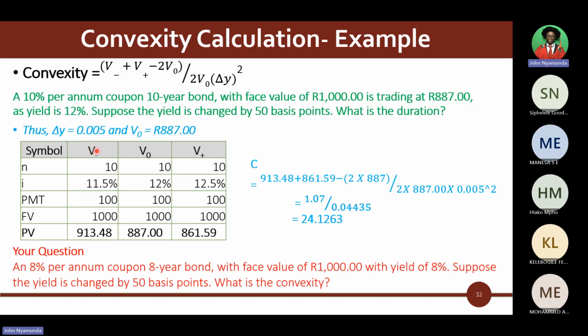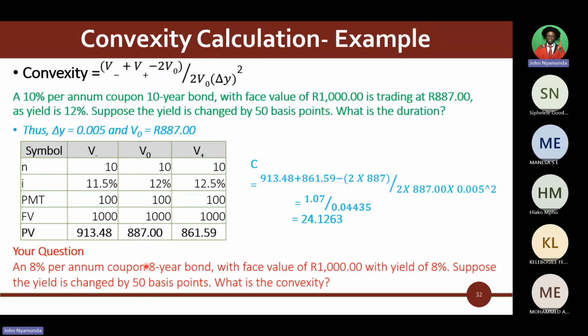If the yield is reduced by 0.5%, 50 basis points, it moves from 12% to 11.5%. N, PMT and FV are still the same. If we put all this in a calculator, it gives us V plus. If the yield increases by 0.5%, we put this in our calculator and it gives us V minus. Then we plug into the formula at the top, divided by that to the power of 2, and it gives you the convexity. Your question is this one, ladies and gentlemen.